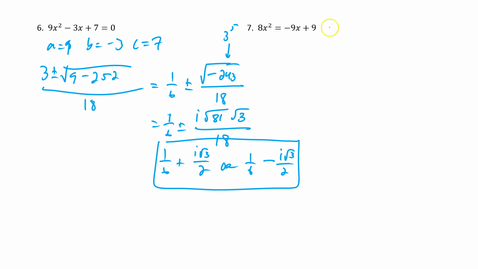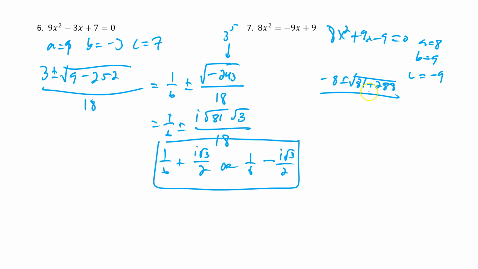All right, next one, we got to put this into standard form. We got 8x squared plus 9x minus 9 equals 0. So let's see if we can do this. So a is 8, b is 9, c is negative 9. So we got negative b plus or minus square root b squared is 81 minus 4ac. Let's see, 8 times 9 is 72 times 4, 288, I believe. So we got 81 plus, because it's a negative 288, all over 2a, which is 16.